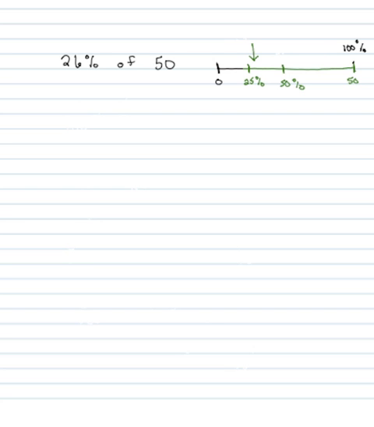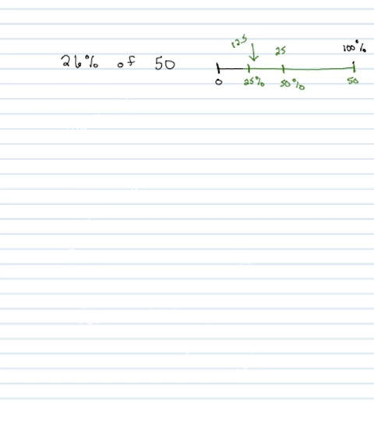So probably a good guess would be, well, 50% of 50 is going to be 25. So we know this is 25. And then we know halfway between 0 and 25 is going to be 12.5. So we know this is 12.5. So a good estimate is probably going to be around 13 or 14.